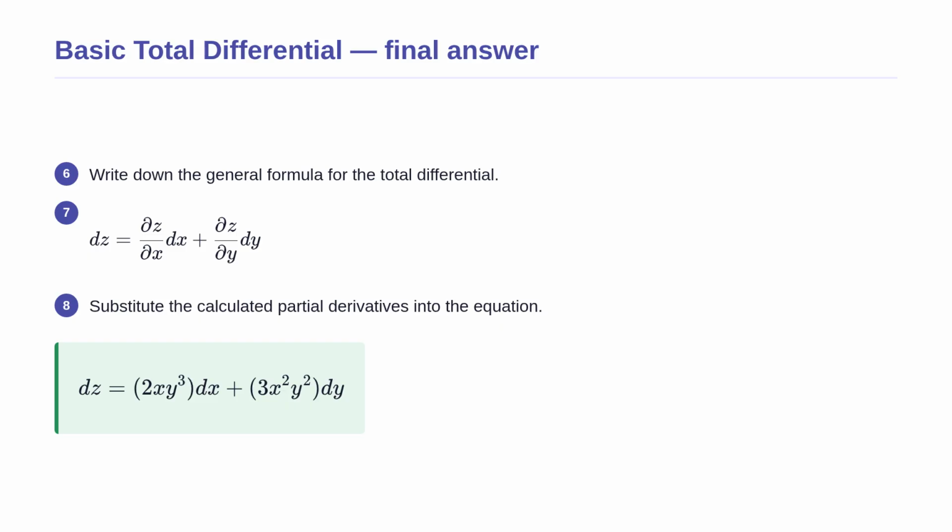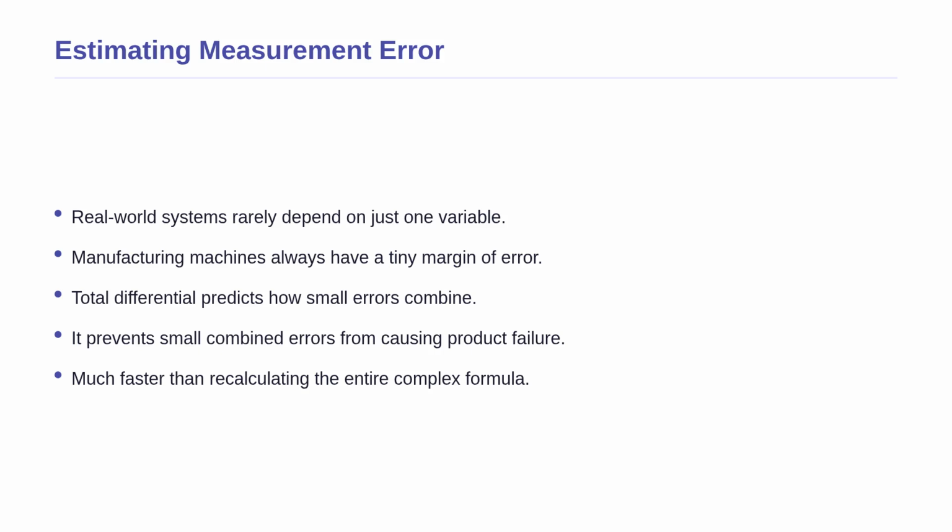If we knew the exact numerical values for the starting point and the step sizes, we could plug them in to get a single number for the change. This formula we just saw leads us to an important real-world application, estimating measurement error. In fields like engineering and physics, systems rarely depend on just one variable. When manufacturing parts, machines always have a tiny margin of error in multiple dimensions.